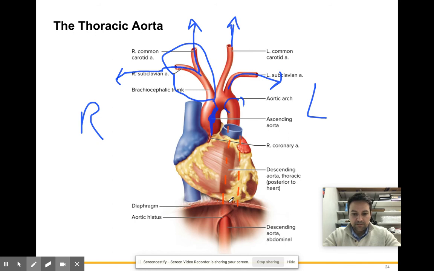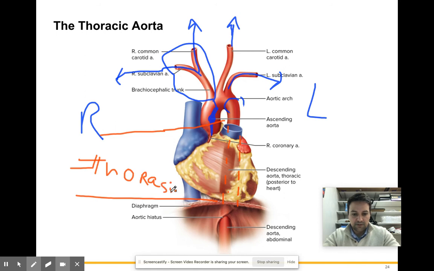And here's the diaphragm. So this whole section between these two lines is the thoracic aorta. That's your thoracic portion of the descending aorta right here.